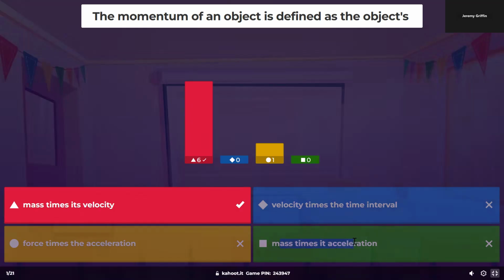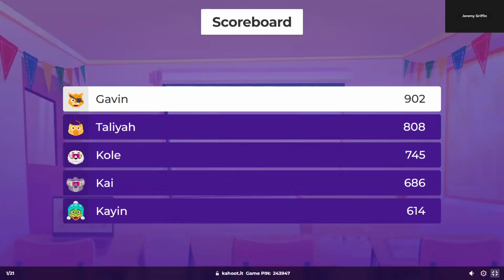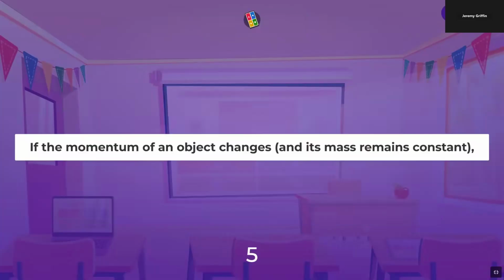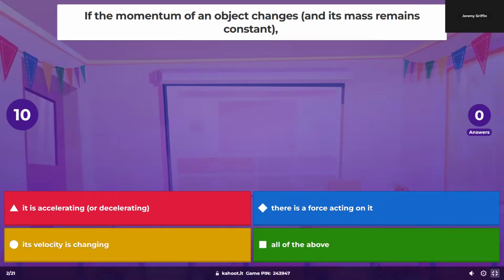What is mass times acceleration? That is force. Yeah. You guys remember F equals ma? That's Newton's second law of motion. And force times acceleration? Well, that's not really anything. All right. So momentum is mass times velocity. Points on the board. If the momentum of an object changes, say its mass stays the same, what else is true?